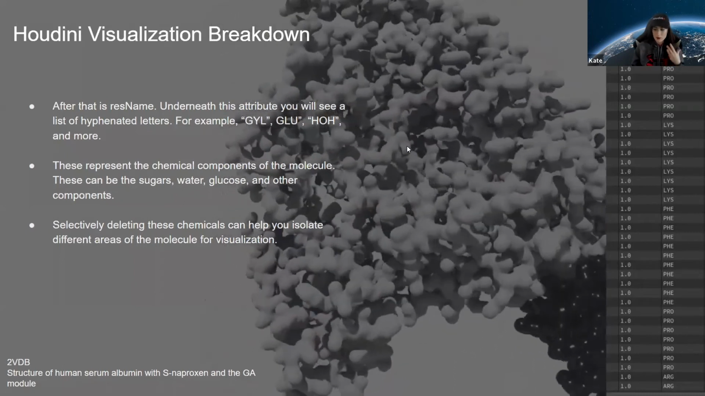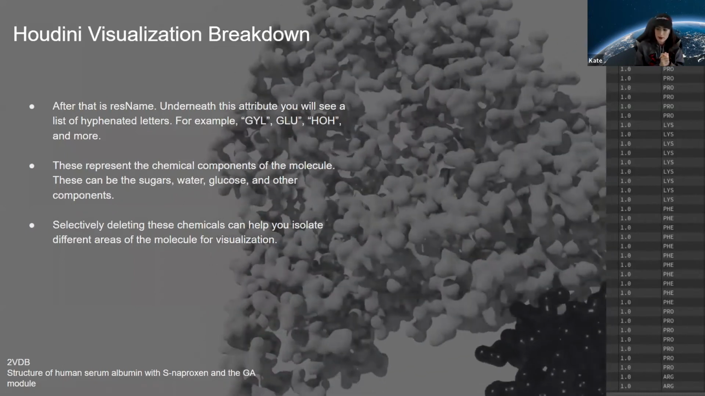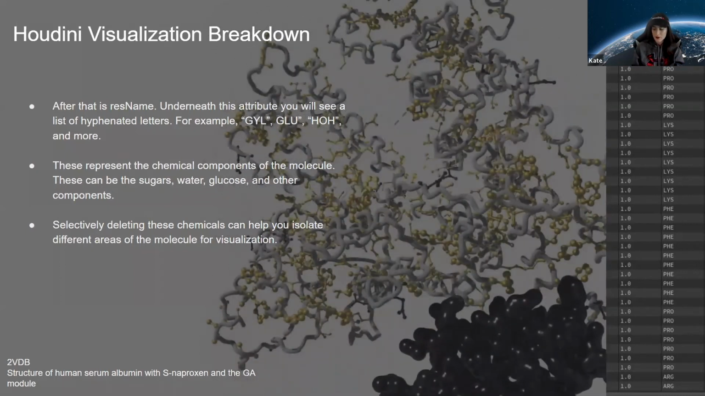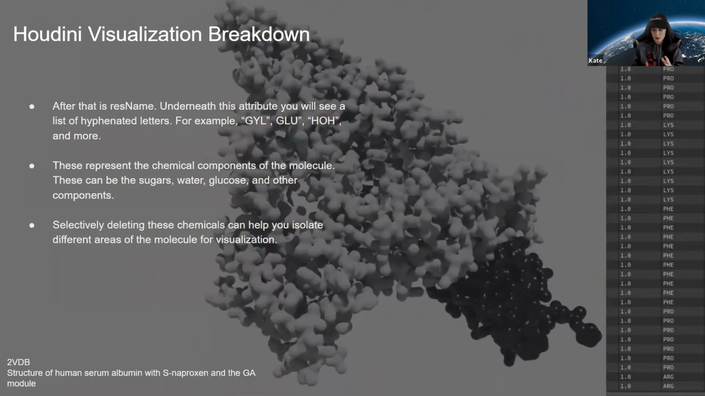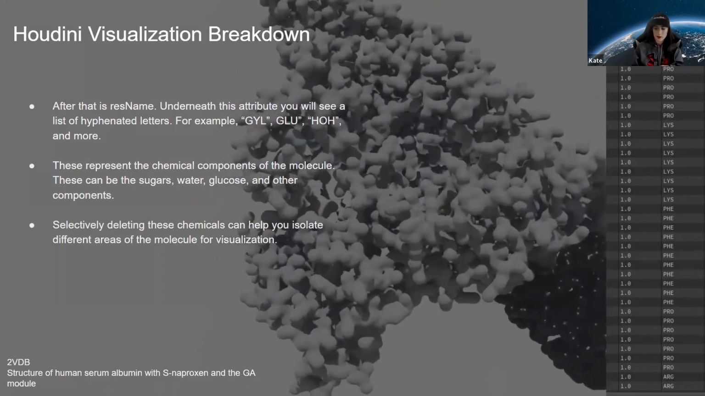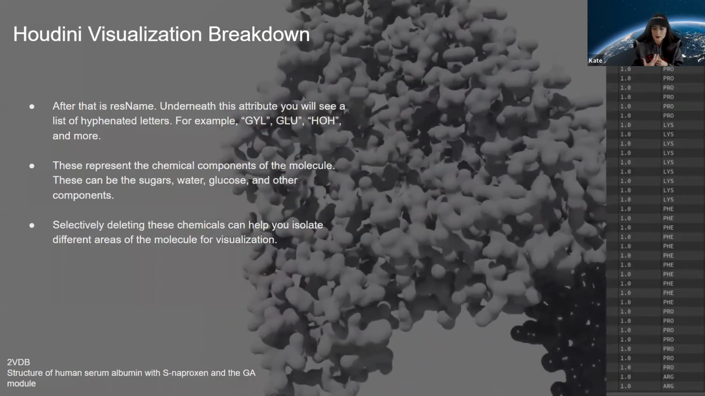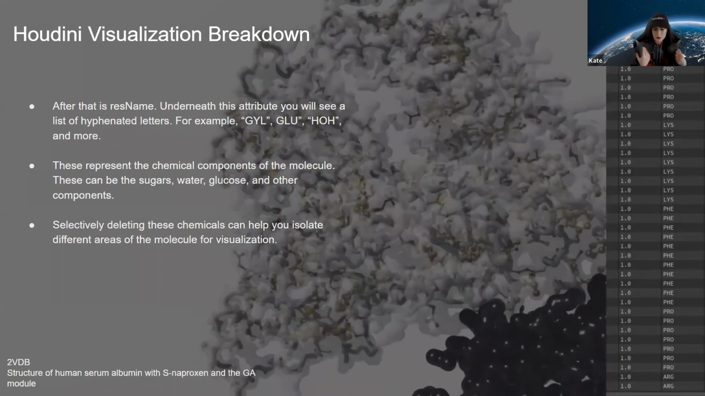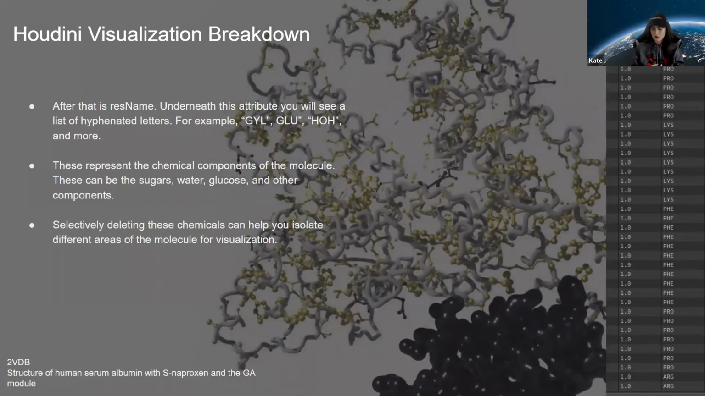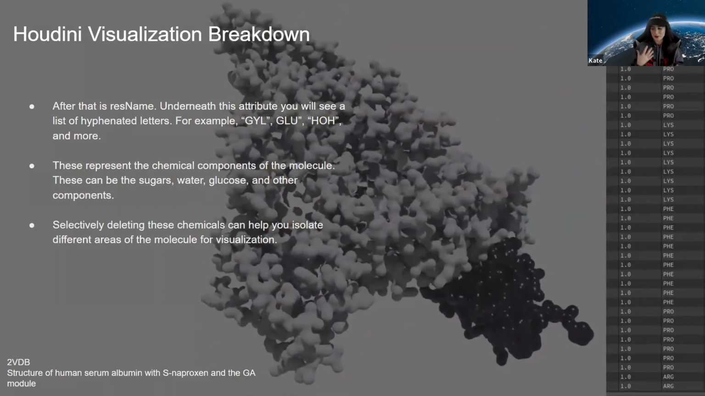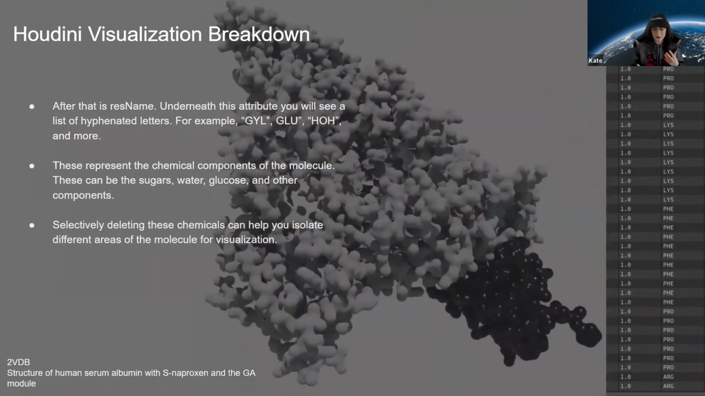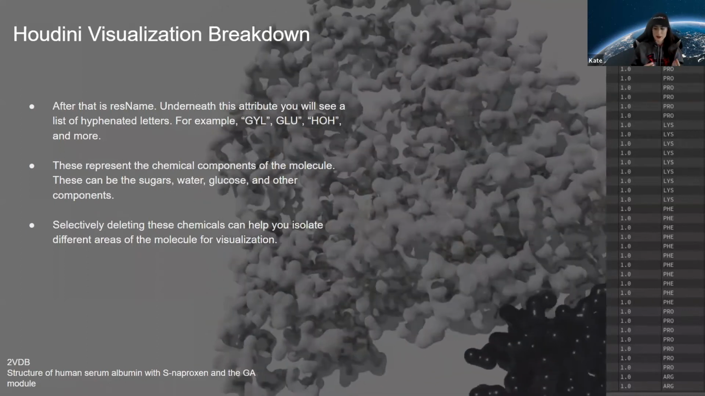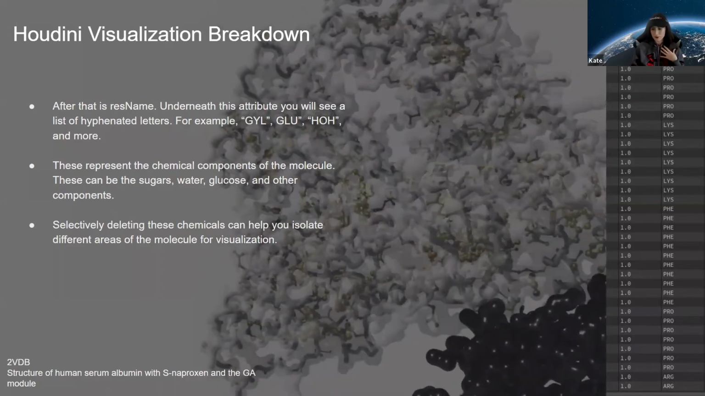After that is res name. Underneath this attribute, we'll find a list of hyphenated letters, for example, GYL or GLU or even HOH or more. These represent the chemical compounds of the molecule and also the amino acids. Some of these represent sugar or glucose or other components. So please refer to PDB or your periodic table of elements when you are at this stage of visualizing your structure. Please selectively delete these chemicals if you want to isolate different areas of the structure, which we'll also cover today.